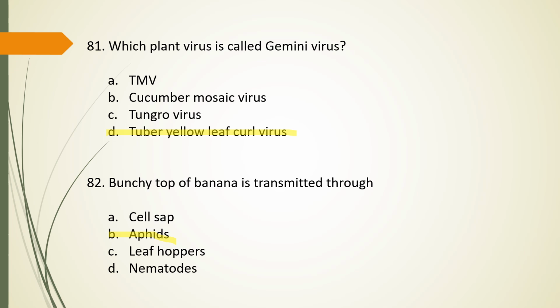The banana aphid spreads the virus from plant to plant when it feeds on an infected plant and then moves to a healthy plant. The aphid's piercing and sucking mouth part is transmitting the virus.